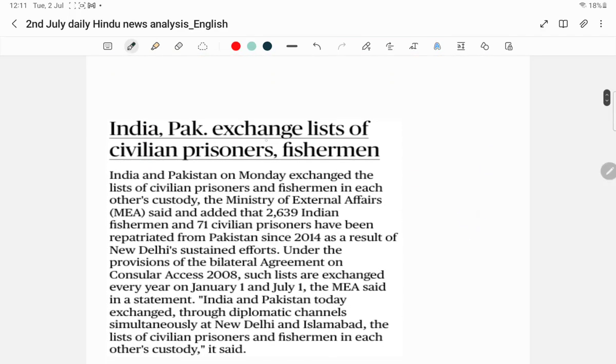India, Pakistan exchange the list of civilian prisoners as well as the fishermen. So recently, the two countries involved here are India and Pakistan. The Pakistani fishermen and prisoners who are under Indian custody, and at the same time the Indian fishermen and other prisoners under Pakistan custody, the lists have been exchanged, of all those under mutual custodies.